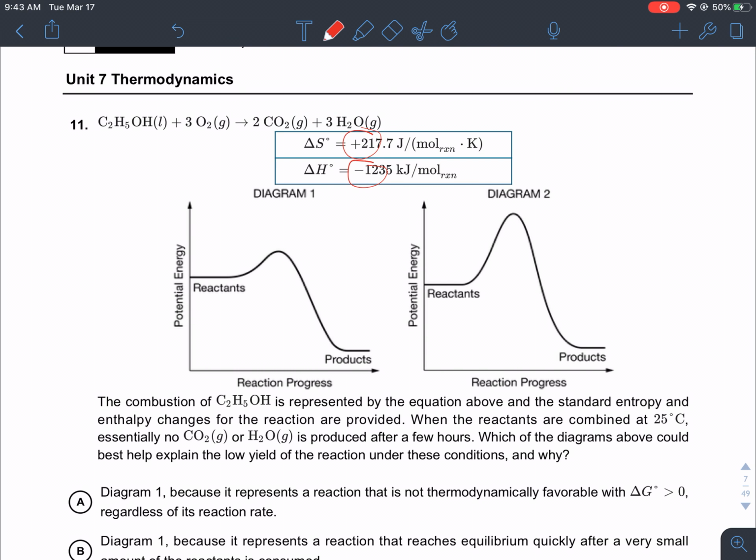That's a perfect scenario to have a spontaneous reaction. However, that doesn't mean it doesn't have a high activation energy. It might need a spark, okay? It might need something to get over that activation energy. It'll eventually happen. It'll just take a long time for it to happen.